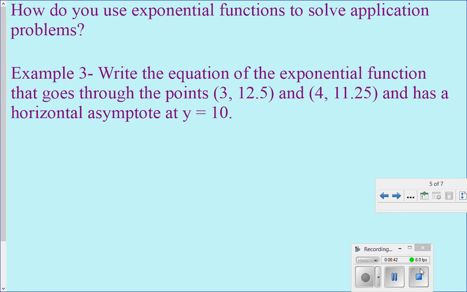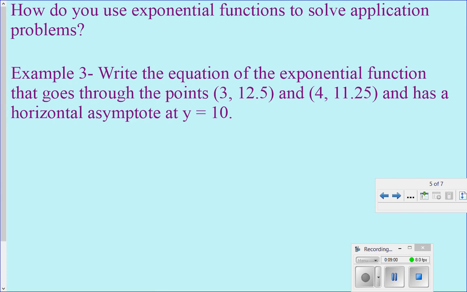Okay. One more for today. So this time, same idea. We have 2 points. It's an exponential function. But this time we have a horizontal asymptote that's specified. So that means this whole graph has been shifted from the original, the most basic exponential. It's been shifted up 10.